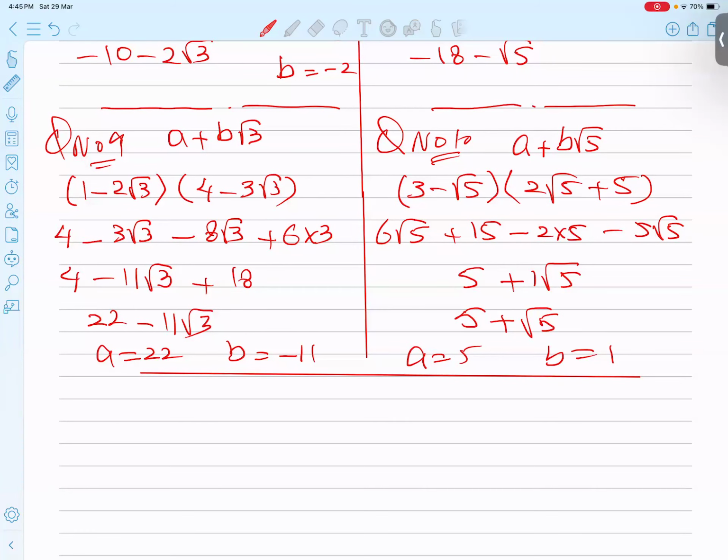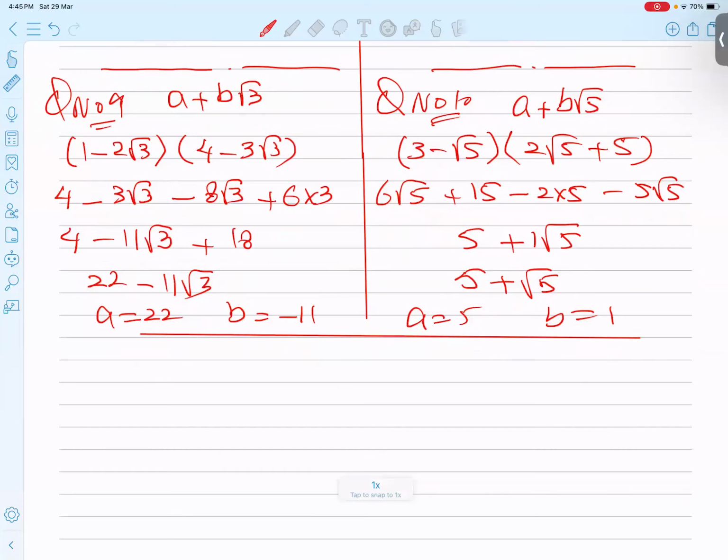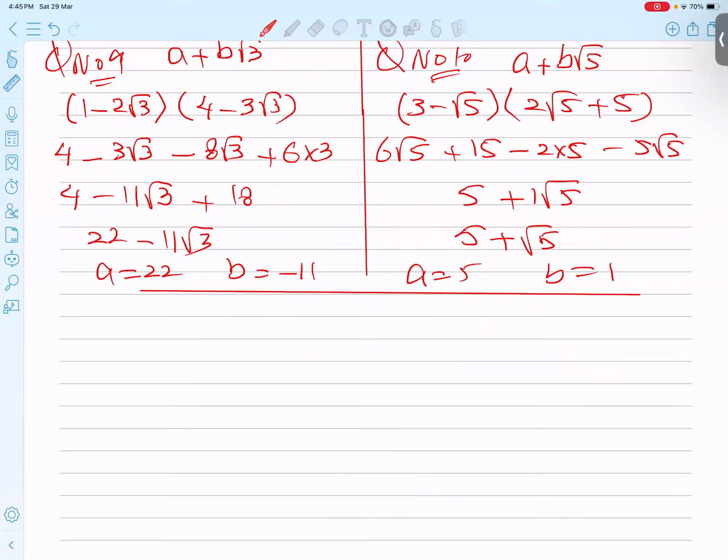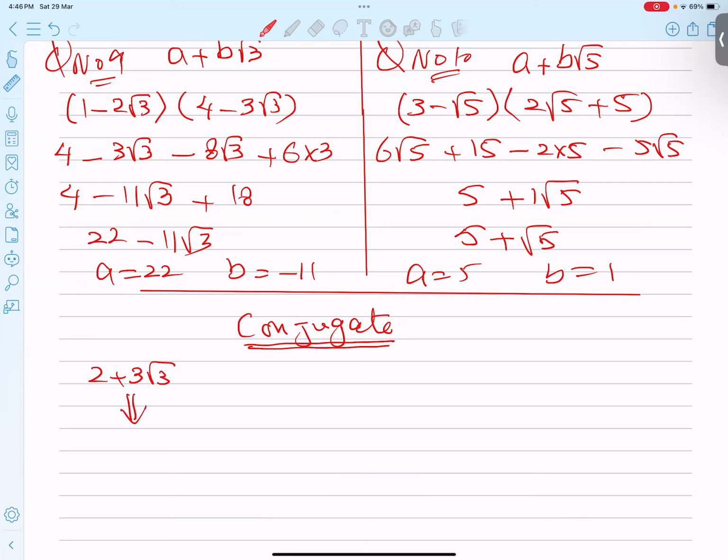Now here onwards, I'm going to teach a new concept. That is called conjugate. What is a conjugate? Get ready, please. For example, 2 plus root 3, or let's say make it 3 root 3. What is the conjugate of this? Let me tell you. You will make only a small change with the surd, with the root. What sign to change?